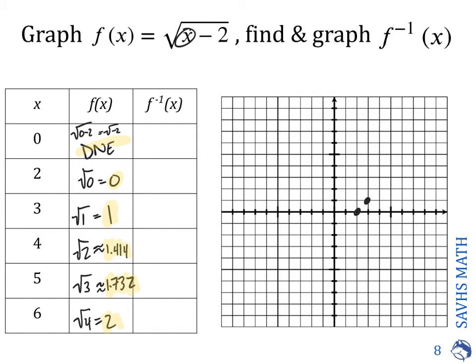3, 1.4. 4, 1.4. 5, 1.7. 6, 1.62. There we go. So this square root graph looks something like this. We'll dig into this a little bit more next week too, or later this week.